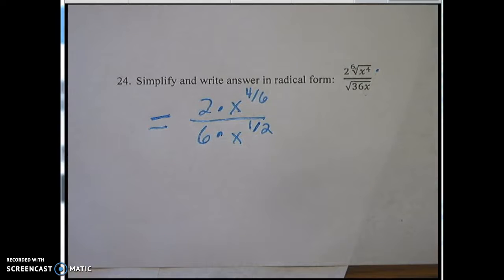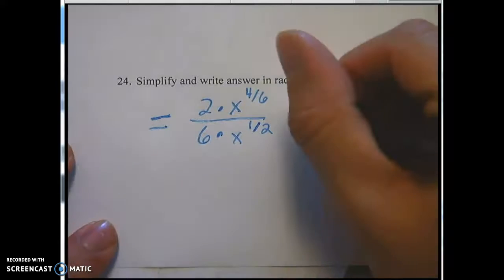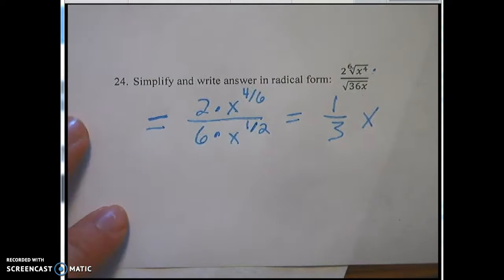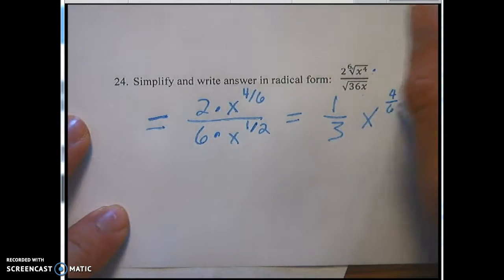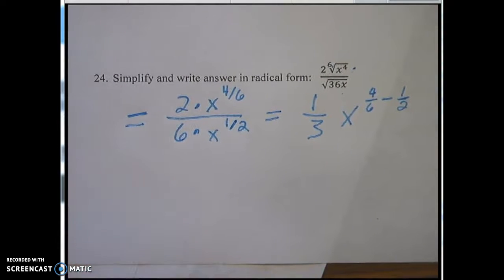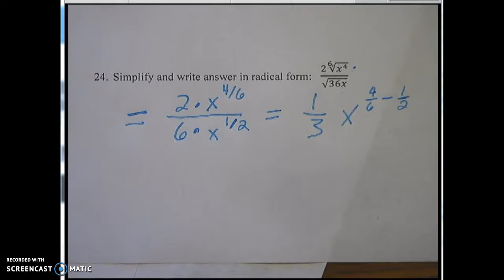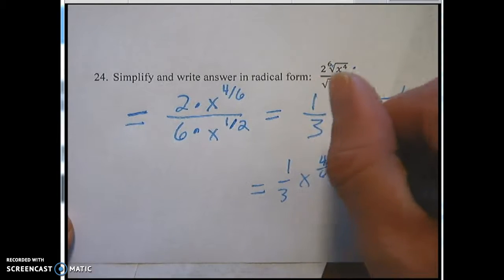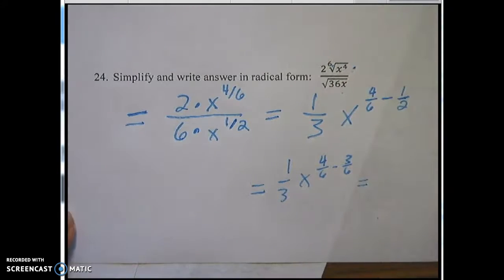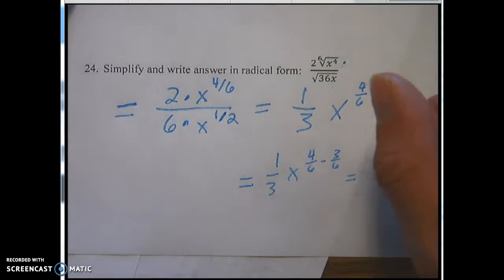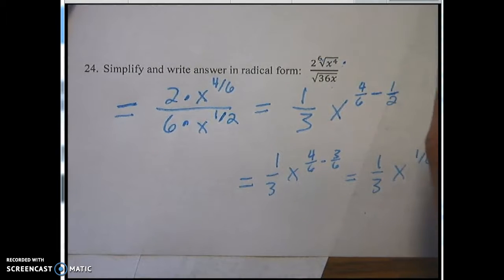Now at this point, we're going to divide the numbers and we're going to subtract the exponents. So 2/6 is the same as 1/3. And then we're going to have x. And now up in that exponent, we're going to do 4/6 minus 1/2. Now if we want to reduce that, we're going to need to find the common denominator. So I'll say that's equal to x to the 4/6 minus 3/6. And of course, 4/6 minus 3/6 is just 1/6. So that's 1/3 x to the 1/6 power.